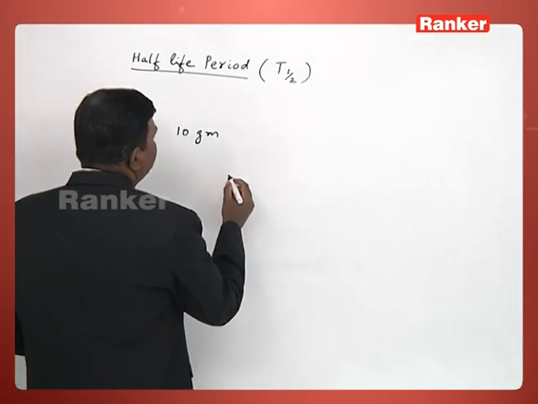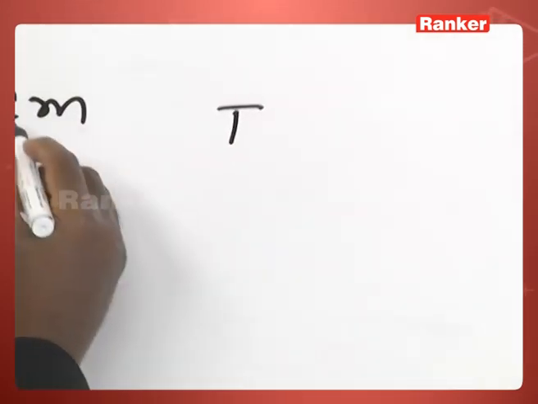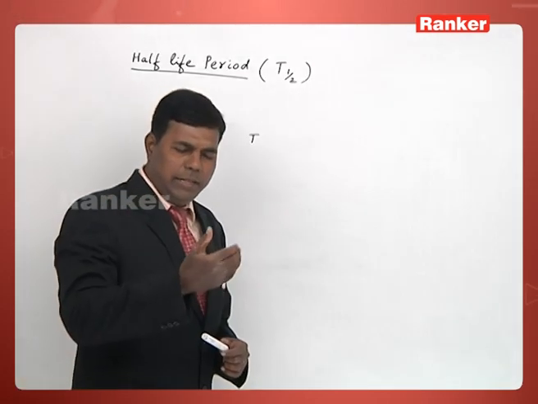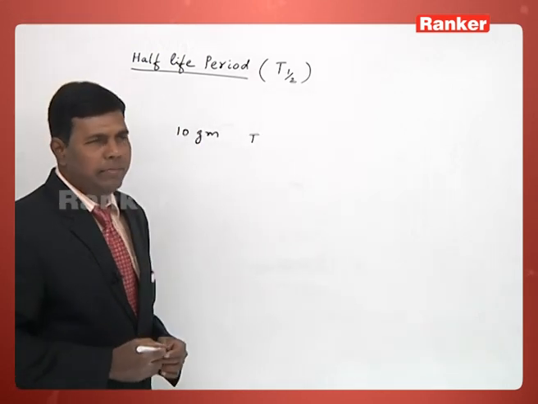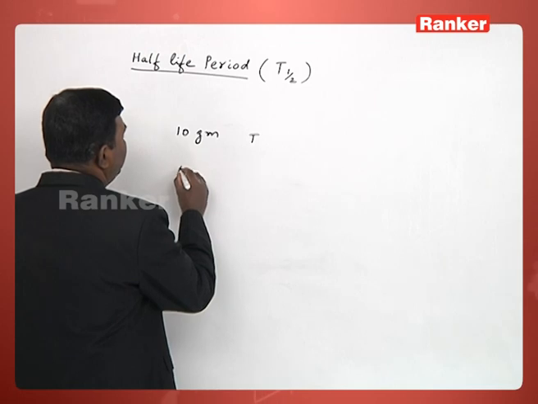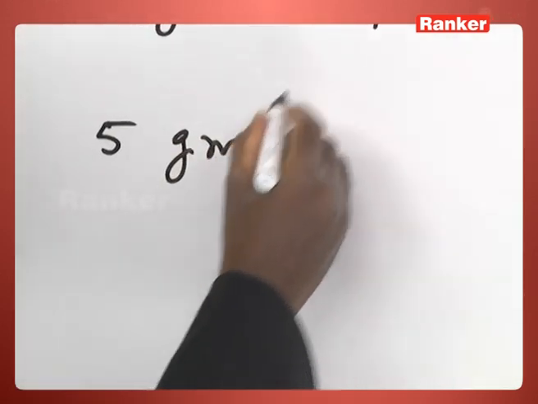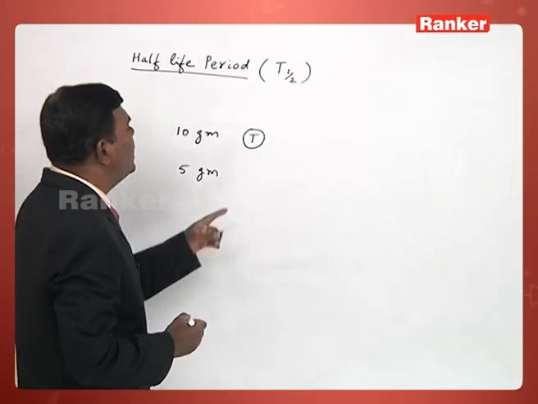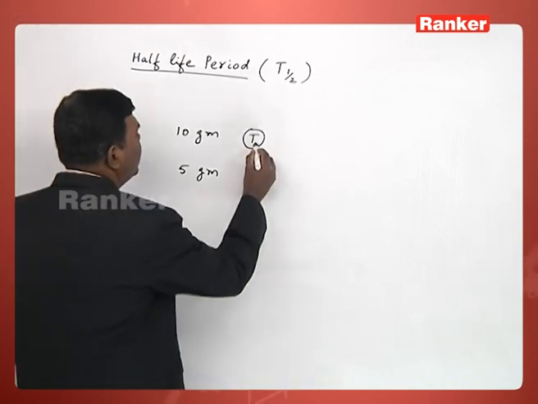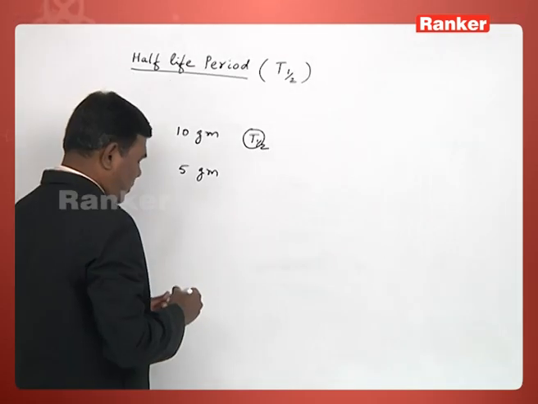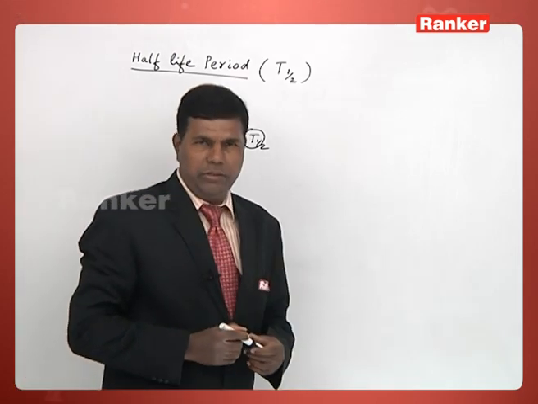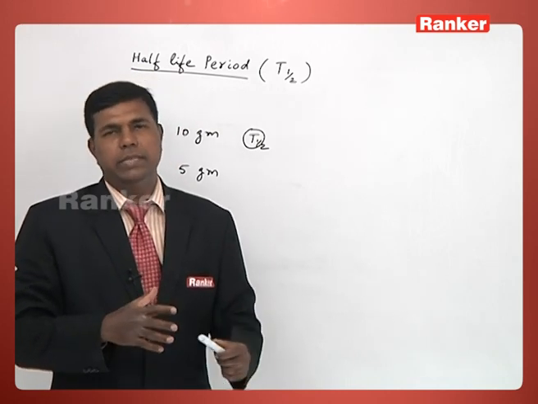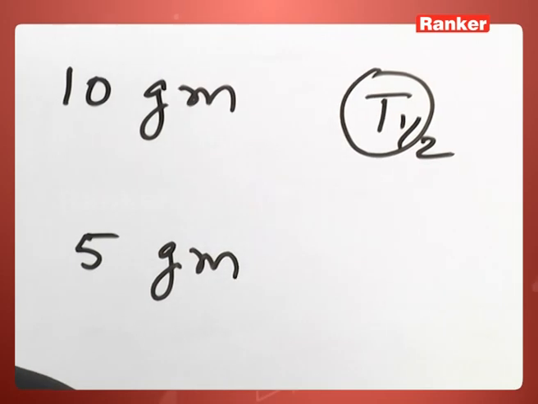After some time, let us say after time t, this radioactive material spontaneously emits alpha, beta and gamma rays, therefore its mass gradually decreases, and after some time, let us say it becomes 5 grams. This time required for the amount to disintegrate to half of its original amount is known as half-life period, and it is represented by T half. So that is what we mean by half-life period of a radioactive material. The time required for a radioactive material to disintegrate to half of its initial amount is known as half-life period.